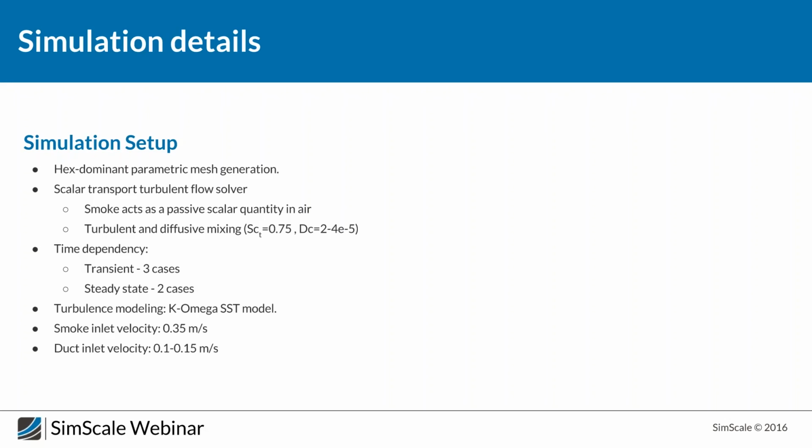We use an inlet velocity of 0.35 meters per second. This is a characteristic velocity, and it may be a realistic case when an emergency happens. We also use a duct inlet velocity, something between 0.1 and 0.15. This is also characteristic of normal vent velocities in geometries like a parking garage.